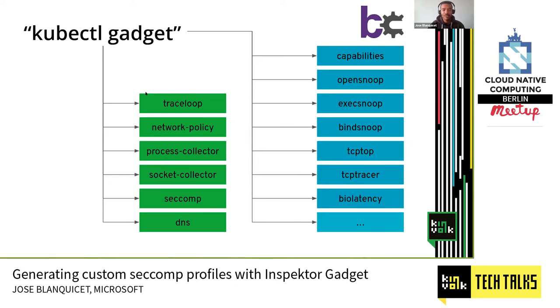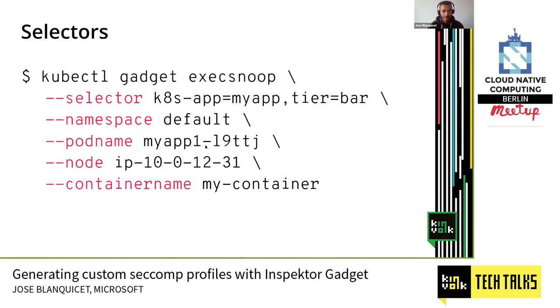And here, this is the list of the gadgets that we develop ourselves, trying to cover the use cases that are not covered by the BCC tools. For example, here we have the DNS gadget that will show you the DNS requests that are being triggered inside your cluster. We have the seccomp gadget that is the one we are going to talk about today. For example, the process and socket collectors, which will show you a snapshot of the processes and the sockets that are running in your system. Of course, for our gadgets, we also have all the Kubernetes metadata available there. So for the DNS request, you will see from which pod it comes, from which node, and all the Kubernetes information there. This is an example of how the command line looks like.